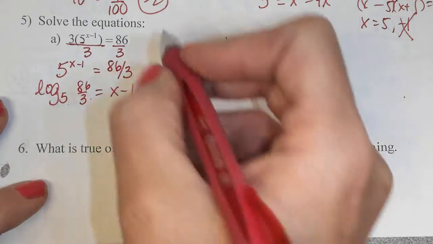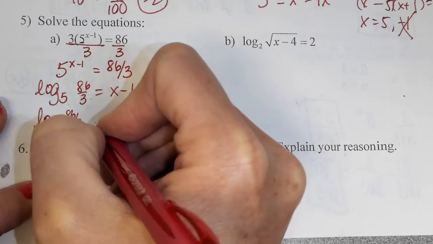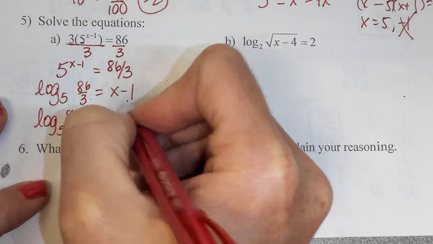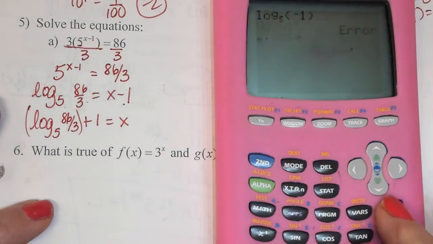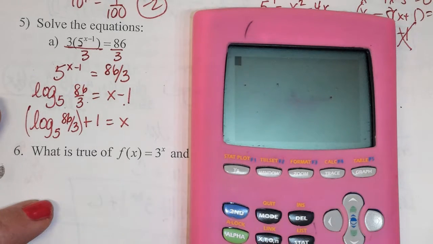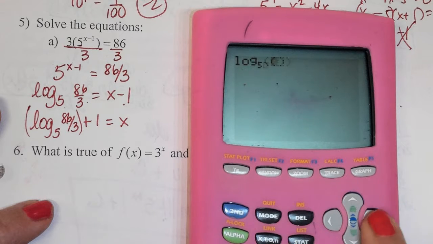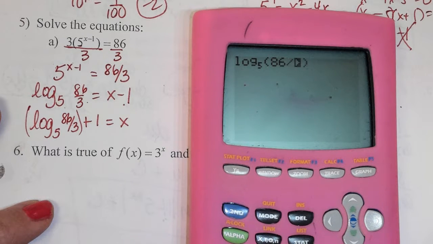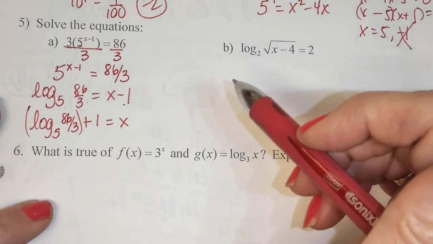And so now to find the exact answer, I would just add 1. So it's log base 5 of 86 thirds plus 1 equals x. If I wanted to find the decimal approximation, I could do math, go to log base 5 of 86 thirds, get that answer, add 1 to it, and that would be the solution in decimal form. But we're going to find exact answers.